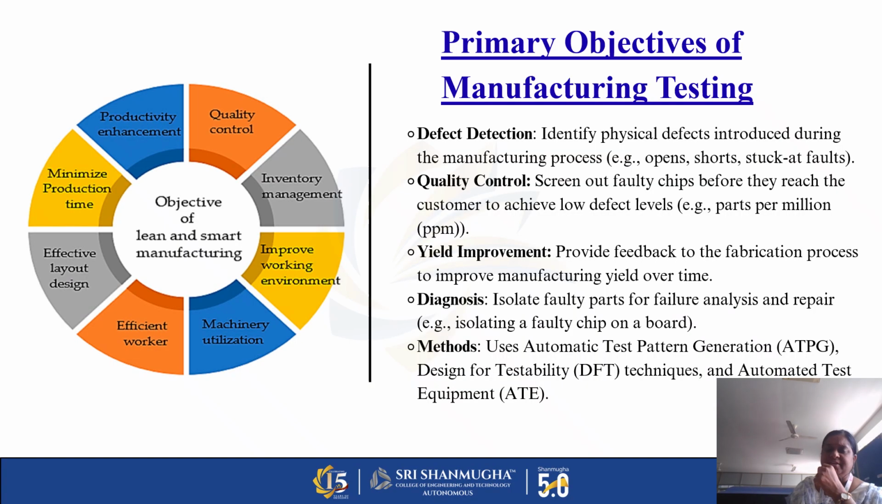The primary objective of manufacturing testing is to identify the physical defects introduced during the manufacturing process, namely opens, shorts, stuck faults. For quality control, screen out faulty chips before they reach the customer to achieve low defect levels, for example, parts per million. Yield improvement: they provide feedback to the fabrication process to improve manufacturing yield over time. Diagnosis: isolate faulty parts for failure analysis and repair. Methods: we use either automatic test pattern generation or design for testability techniques and automated test equipment, that is ATE. Either of these may be used to test the chip and the fabrication process so that the finally obtained electronic devices are free from any defects.